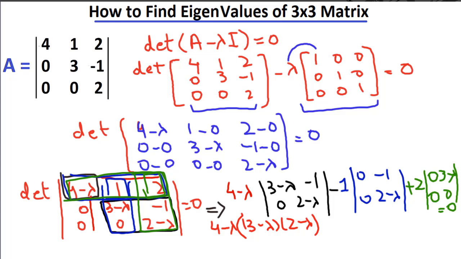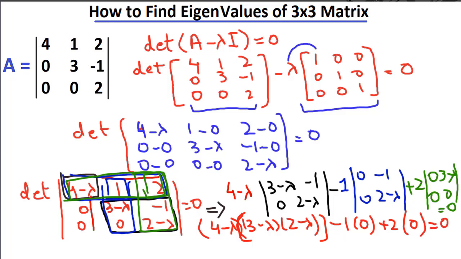So 4 minus lambda will be multiplied by 3 minus lambda and 2 minus lambda, like this. Then minus 1 into 0 minus 0, so it will be 0, because all the entries are 0. Then plus 2, and again all the entries are 0. And we will equate it to 0.